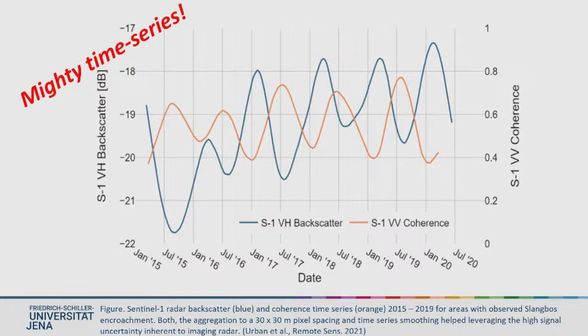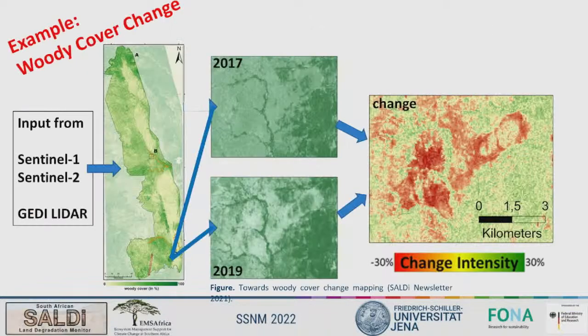And what is so nice here, some textbook-like features, the backscatter goes up, the coherence goes down, and vice versa. And the differences between years of your maxima or the width of this amplitude tells you something about the ecological conditions. And Sentinel-1, the radar, is always in addition to optical. So this was one result last year.